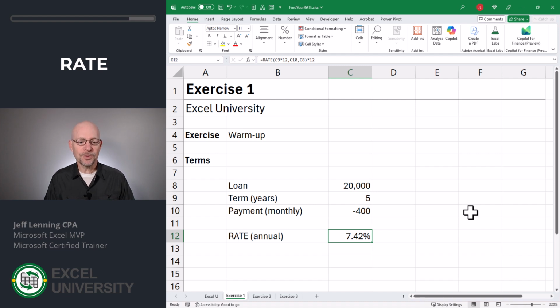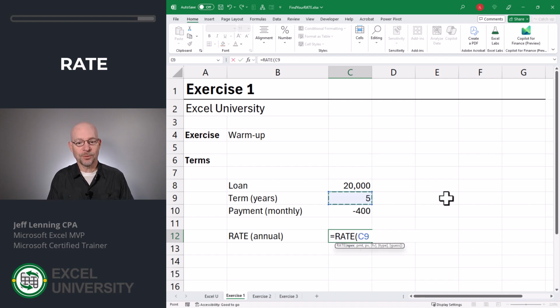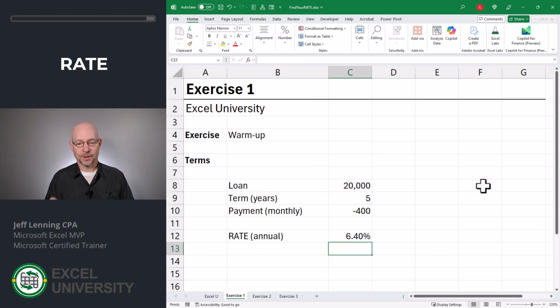Now, if I wanted to assume that interest compounds annually instead of monthly, here's how I'd change this formula. Equals rate. The number of periods is this, annual, comma. The payment is this times 12, again, annual, comma. The present value is this. Close function and enter. So again, the time periods need to be consistent and we need to operate on a cash flow basis. Positive inflows, negative outflows.